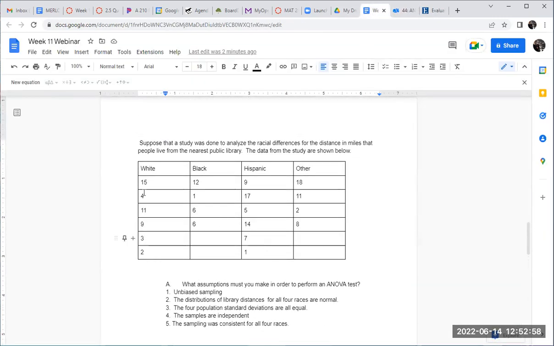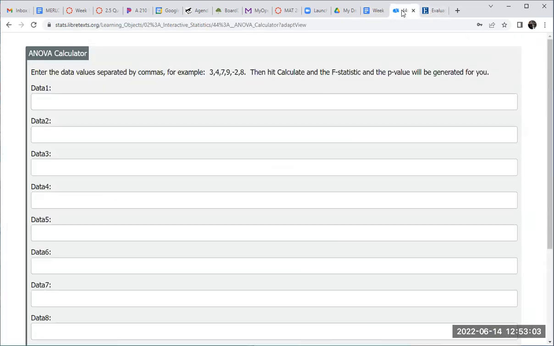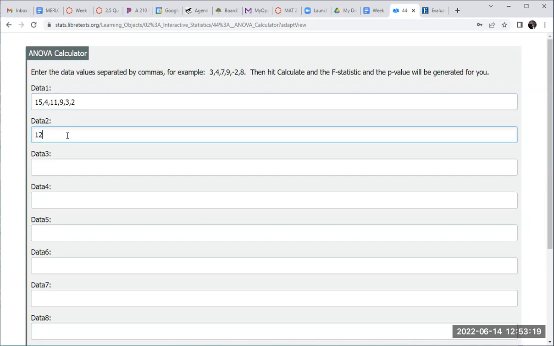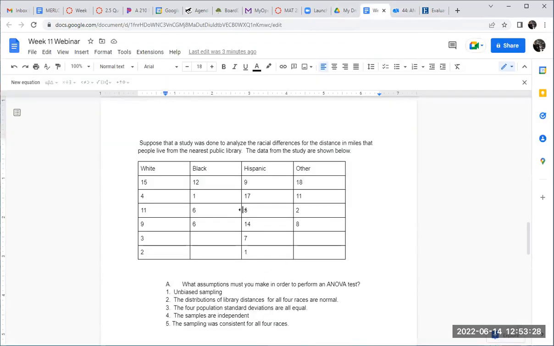Let's go to our data. So we have 15, 4, 11, 9, 3, 2. Commas in between. We have 12, 1, 6, 6. Commas in between. Any questions? We have 9, 17, 5, 14, 7, 1.